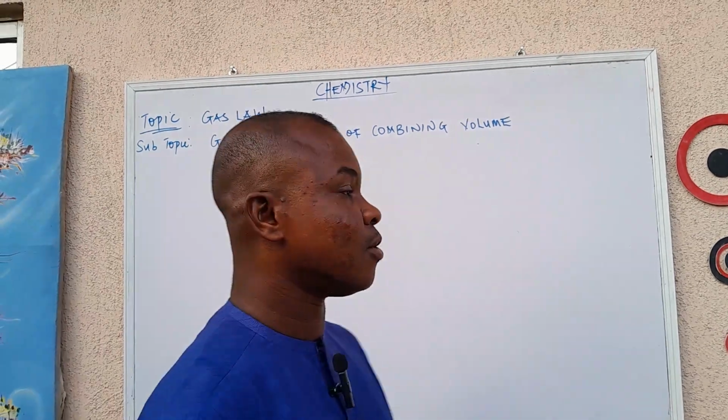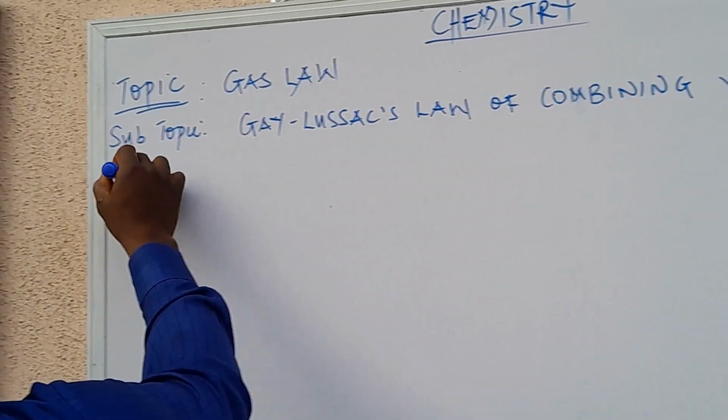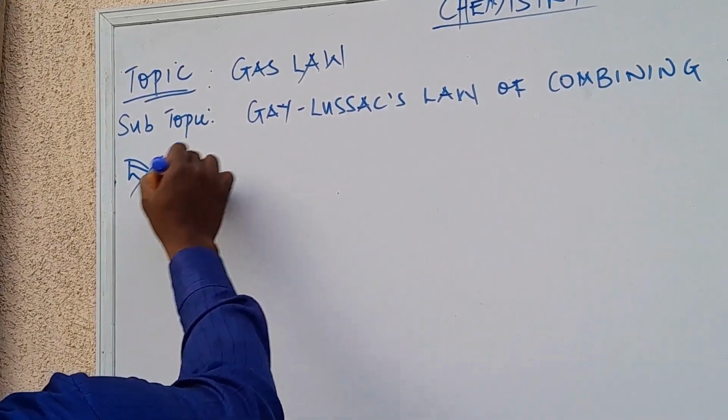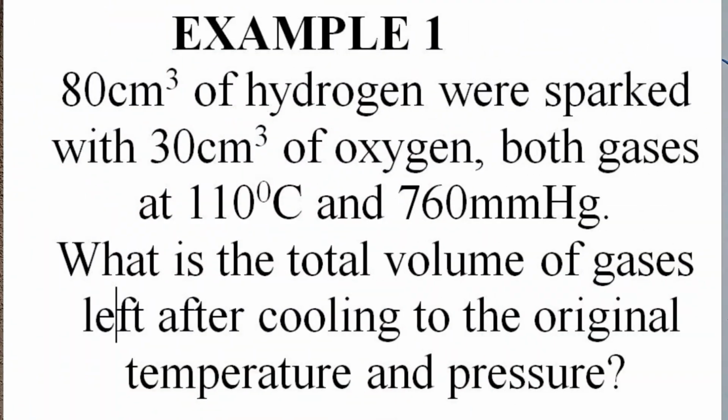Example number one states that 80 cm³ of hydrogen were sparked with 30 cm³ of oxygen, both gases at 100 degrees C and 760 mmHg. What is the total volume of the gas left after cooling to the original temperature and pressure?